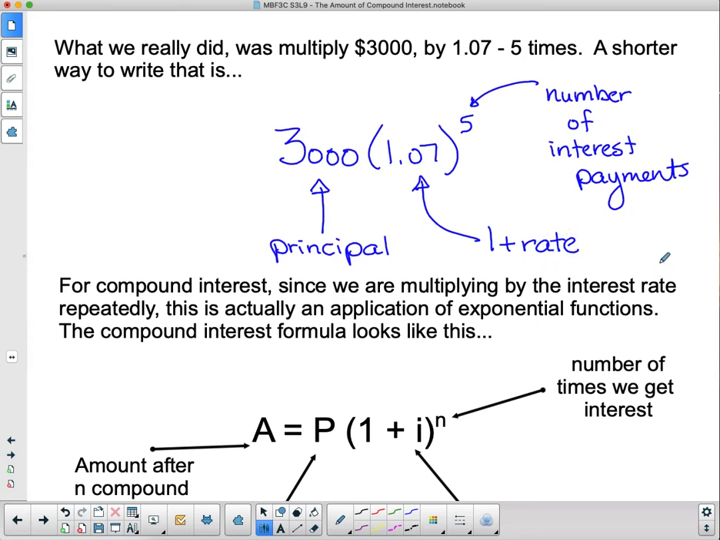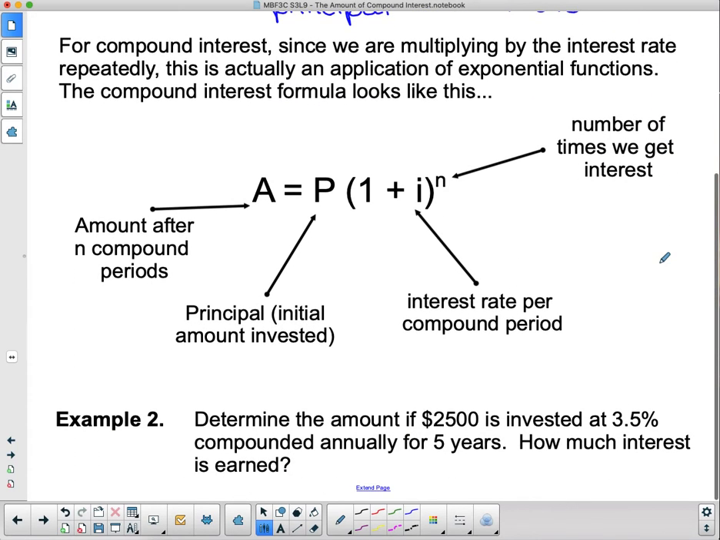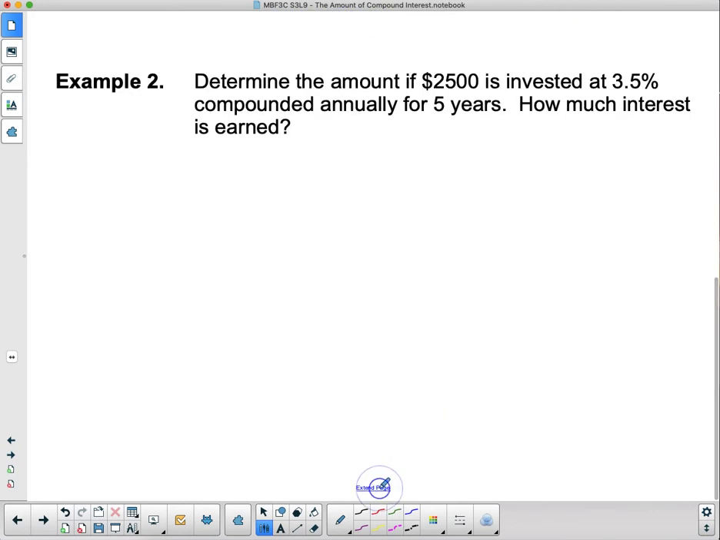So here's how we're going to summarize it into the formula down here. It's A, which is the amount after n compound periods, so this is the number of times we get interest. This is the rate, so we have to do 1 plus I, and the principal is the initial amount invested. So it's all summarized for you right there. And we're just going to do one question with it, and then I'll let you get to your homework. Anytime you use that formula, I want to see it written down. So A equals P, 1 plus I to the n.